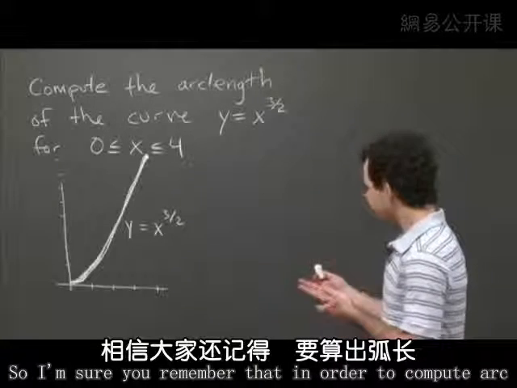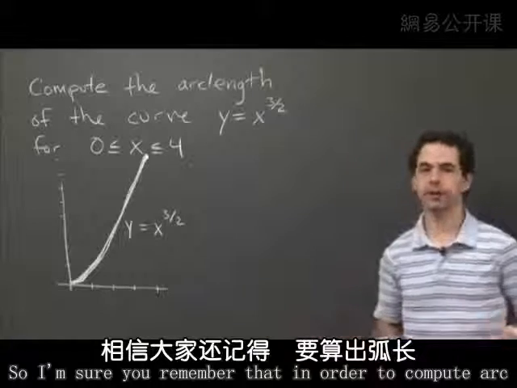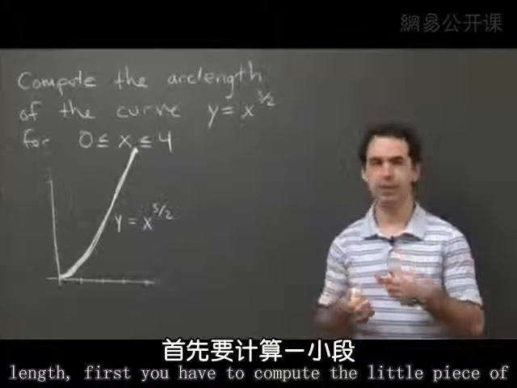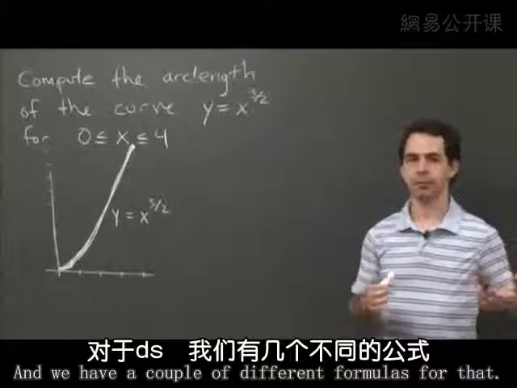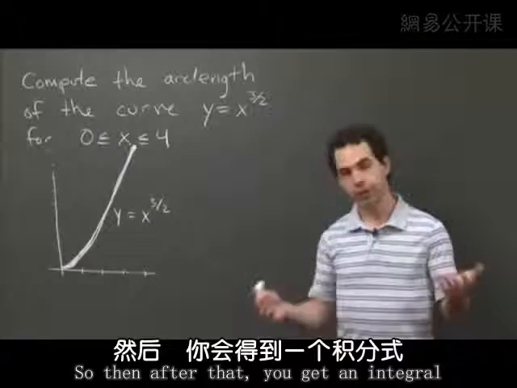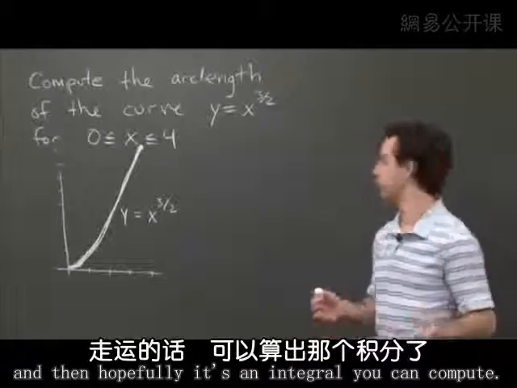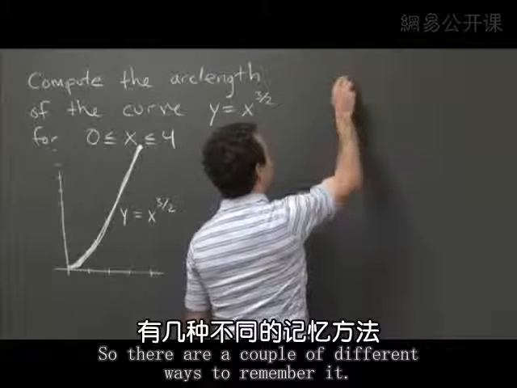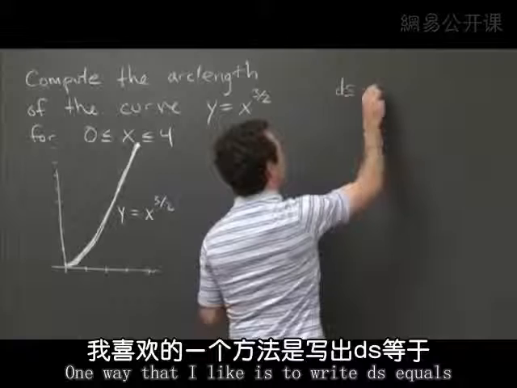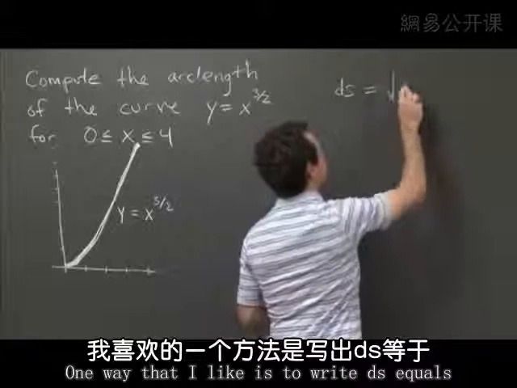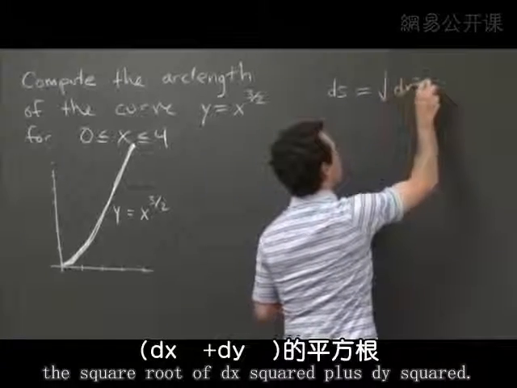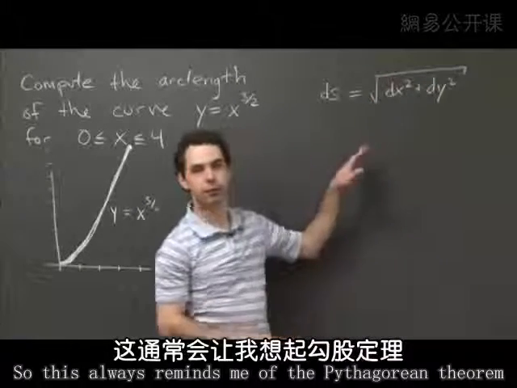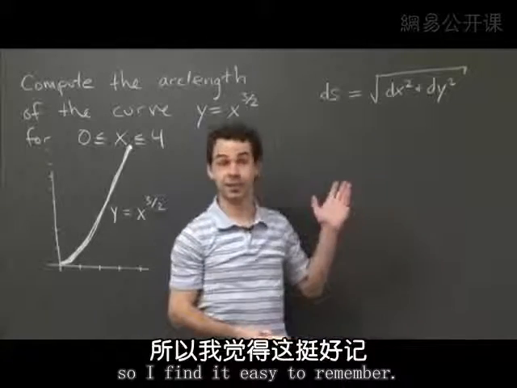I'm sure you remember that in order to compute arc length, first you have to compute the little piece of arc length ds. We have a couple of different formulas for that. Then after that, you get an integral, and hopefully it's an integral you can compute. So let's remember what ds is. One way that I like is to write ds equals the square root of dx squared plus dy squared. This always reminds me of the Pythagorean theorem, so I find it easy to remember.